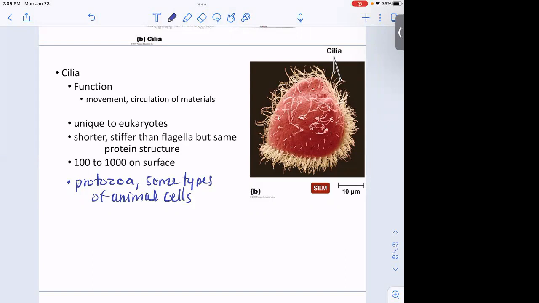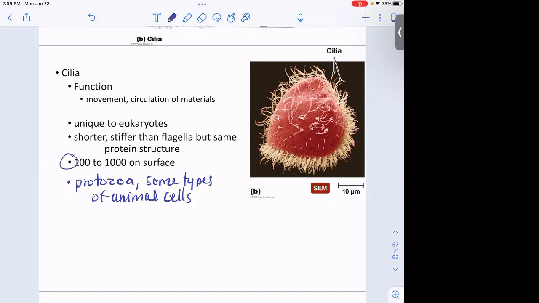Bacteria have some shorter kind of appendages. Remember, we called them fimbriae or pili, but those were not functioning in locomotion. Those were functioning mostly in attachments. Okay, so they're shorter, they're stiffer than flagella, and there's going to be lots of them all around the surface.